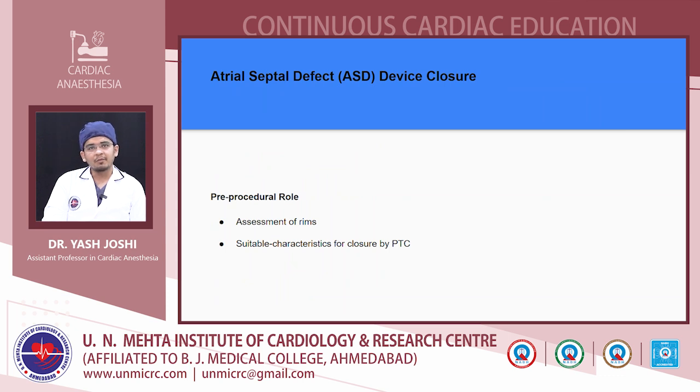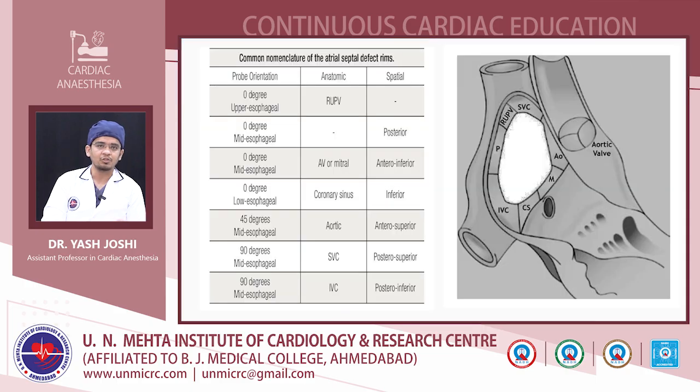Now coming to ASD device closure, it has a role pre-procedurally, during the procedure, as well as post-procedurally. In the pre-procedural role, it is useful in the assessment of the rims, and whether this particular type of ASD is suitable for device closure percutaneously or not. Now coming to the various rims of the ASD, ASD has basically 6 types of rims: right upper pulmonary rim, AV or mitral valve rim, coronary sinus rim, which is inferior, aortic rim, and SVC as well as IVC rim.